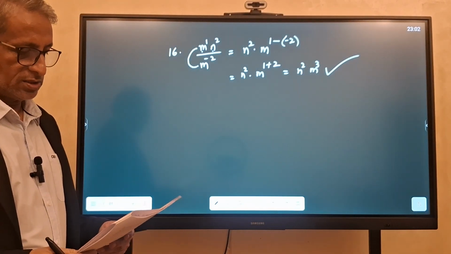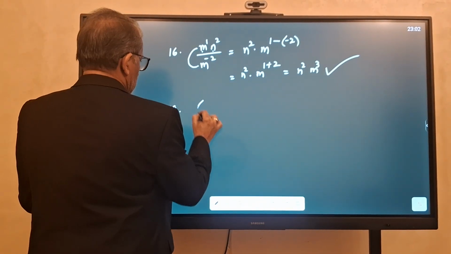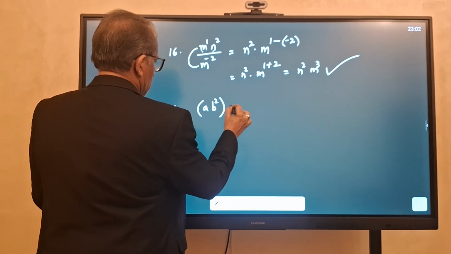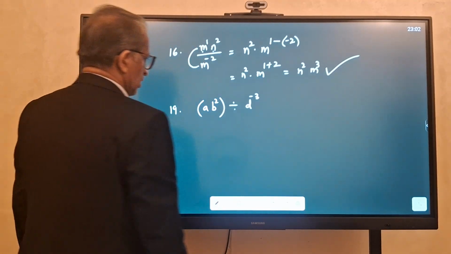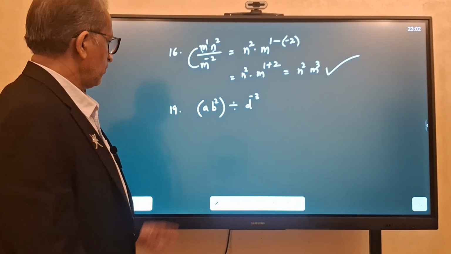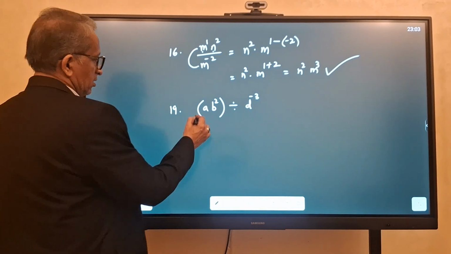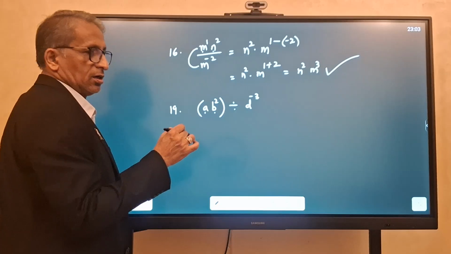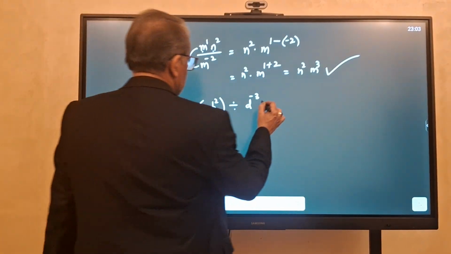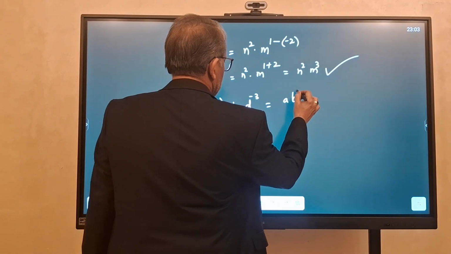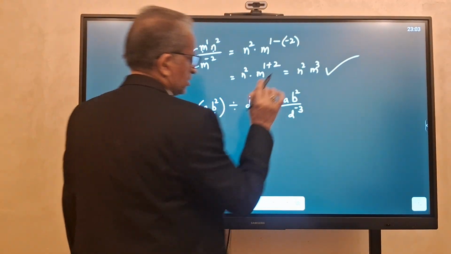Of course, there are many questions here. Let me do 19. Check. a b square divided by d power minus 3. Let's do the simplification of this. We have two index numbers here, one index number here. But the question is, this and this have different bases, therefore I cannot combine. But I can write this as a b square by d power minus 3 because division means it is this.